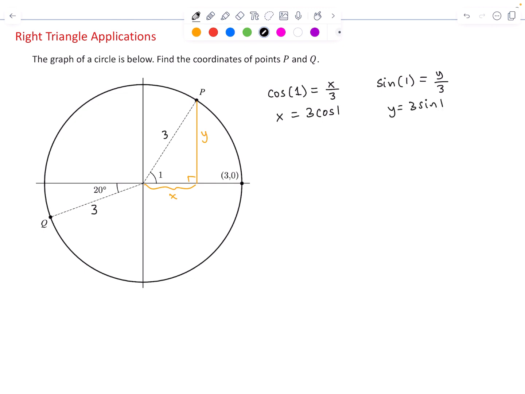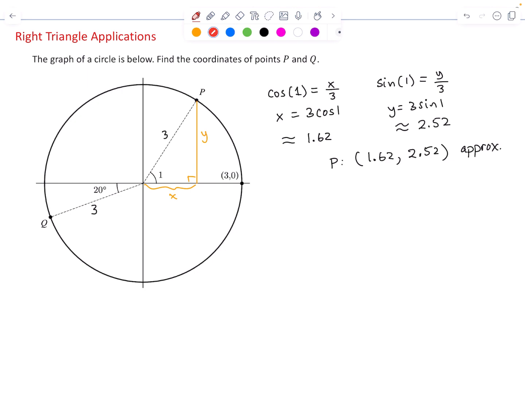This time, when you reach for a calculator to find decimal representations, make sure that you are in radian mode when you type in 3 cosine 1. And when you do so, you get x is approximately 1.62, and y is approximately 2.52. Therefore, the coordinates of P in approximate form are 1.62, 2.52. And these are approximate. If you wanted to leave it in exact form, you would write 3 cosine 1, 3 sine 1.